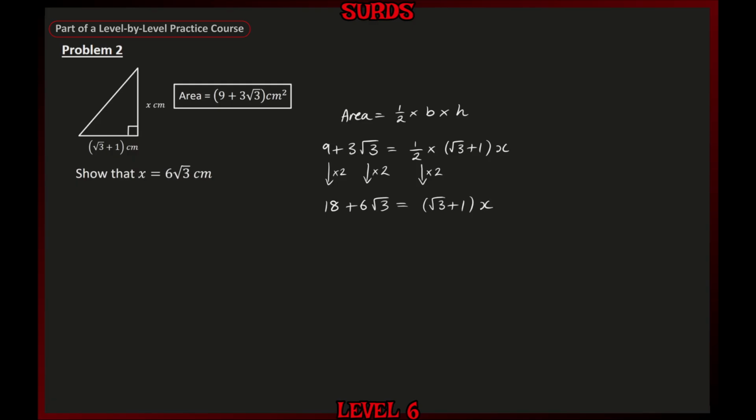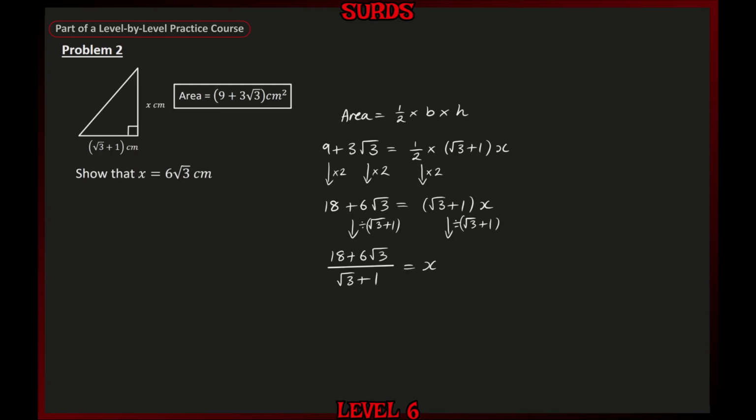Now to get the x on its own, we need to divide by root 3 plus 1. So we can do this on the right-hand side, and we can do exactly the same thing on the left. And dividing the whole of the left side by root 3 plus 1 is just the same as dividing each of the individual terms. So I could also do that. But it's going to be a bit easier just to write this as 18 plus 6 root 3 all divided by root 3 plus 1. And on the right hand side we have x.